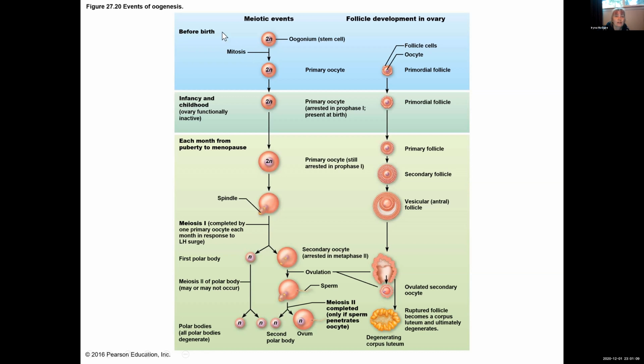So if you look over here, what's shown here in blue is before birth, then infancy and childhood, and then after puberty, each month from puberty to menopause in a female. Also, on your left, we will see what's happening with stem cells, how a stem cell divides to form primary oocytes and the secondary oocyte. But this stem cell is actually located within a follicle. So on the right side, you will see what happens with the follicle. We have follicular cells surrounding the oocytes, and changes happen within the oocyte and within the follicle.